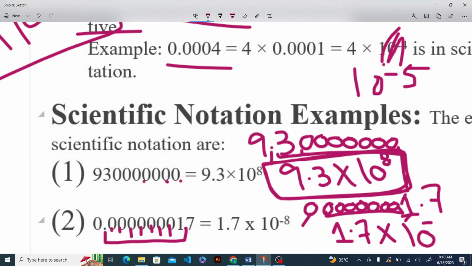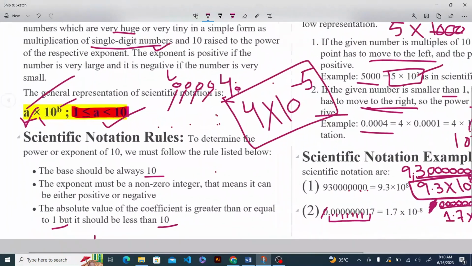Okay, we will not count this 0. This will not be counted, and we will count from here. 1 2 3 4 5 6 7 8. So 1.7 into 10 raised to power minus 8. Okay, so here I have found confusion.